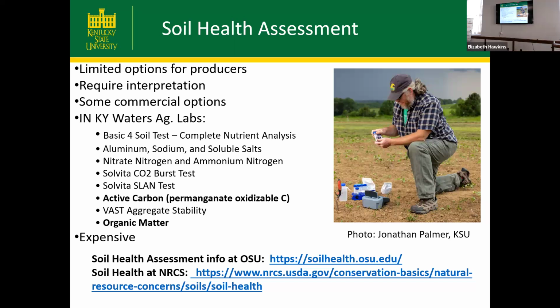But for farmers in Kentucky, if they're interested in this, they go to Waters Ag and they offer a bunch of different tests. The Solvita CO2 burst test, the Solvita SLAN test, which is a measure of sort of active nitrogen. They actually will offer this active carbon test based on potassium permanganate, which I'm going to talk a little bit more about and I'm pretty familiar with. And Dr. Islam helped develop that test. And aggregate stability and organic matter. So you can get all those, but these tests are expensive. And then you still have to figure out, well, how the heck do I interpret all these?